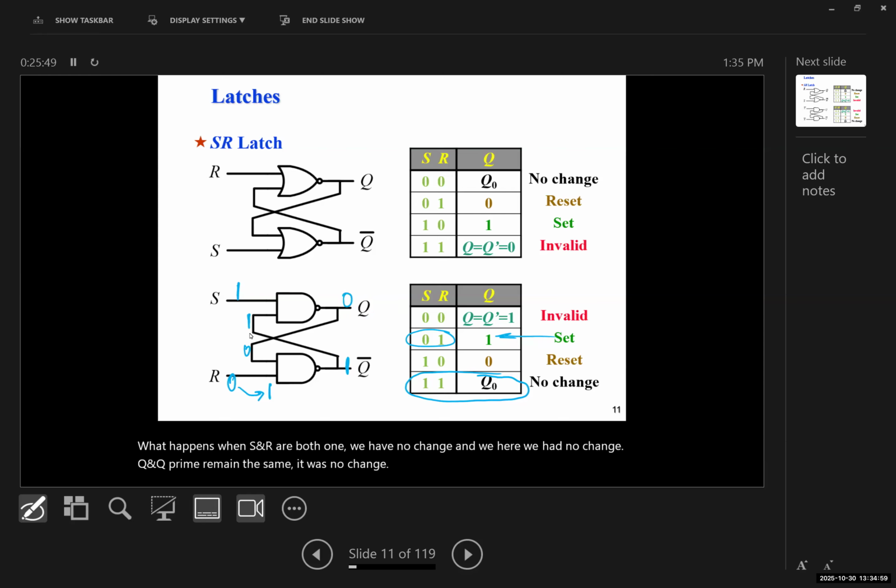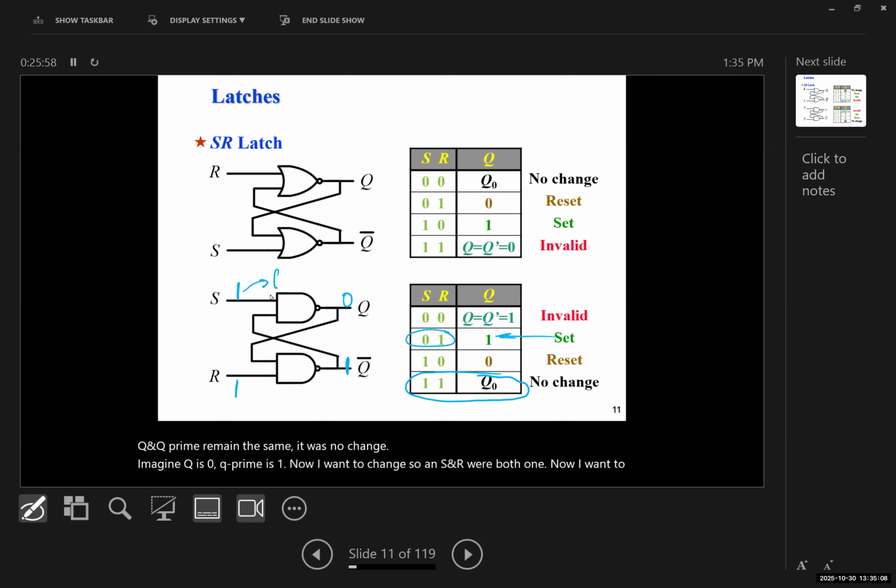Now, imagine Q is 0, Q prime is 1. S and R were both 1. Now I want to change both of these to 0. I want to change this to 0, and I want to change this to 0. Now, if I change this to 0, 0 NAND 0 gives us what? 1. 1 NAND with 0 gives us what? 1. Again, 1 NAND with 1 gives us what? 0. And then 0 NAND with 1 gives us what? 1. And then 1 NAND with 1 gives us what? 0.